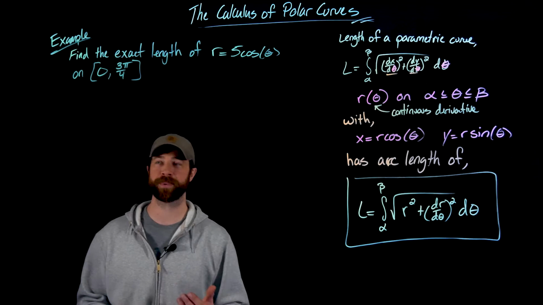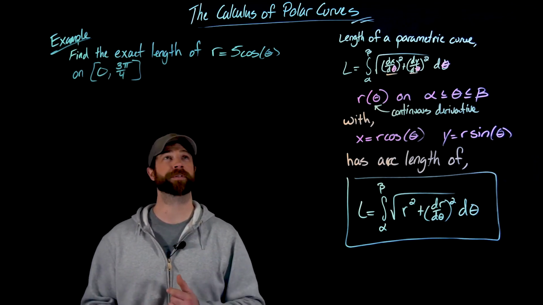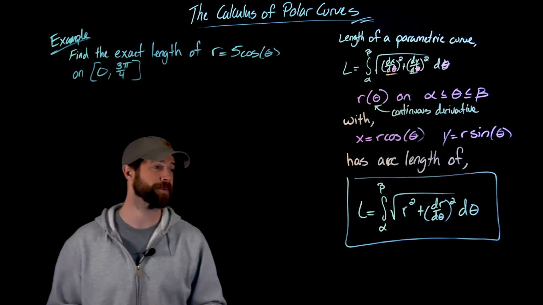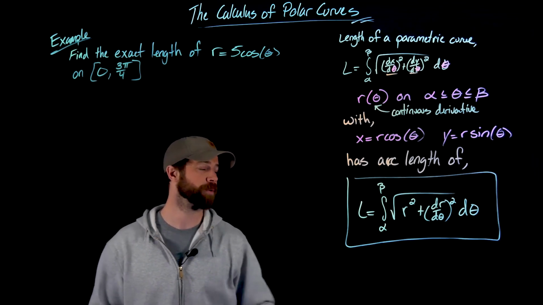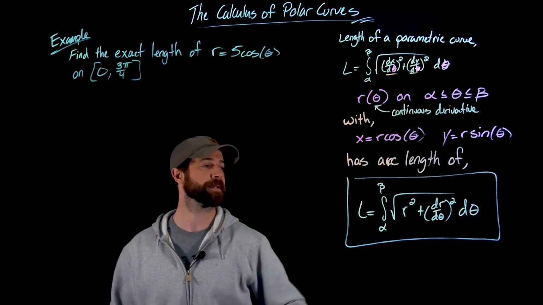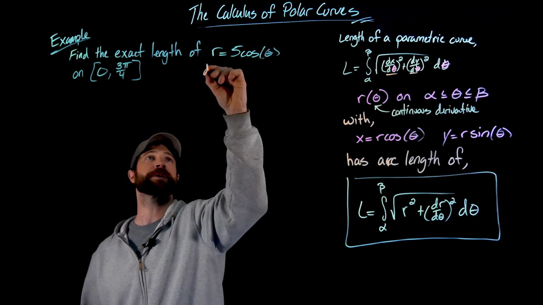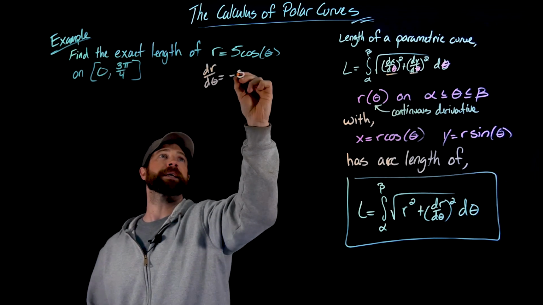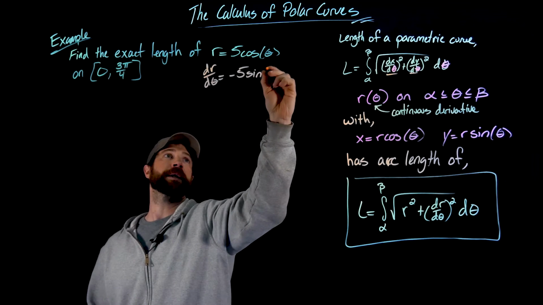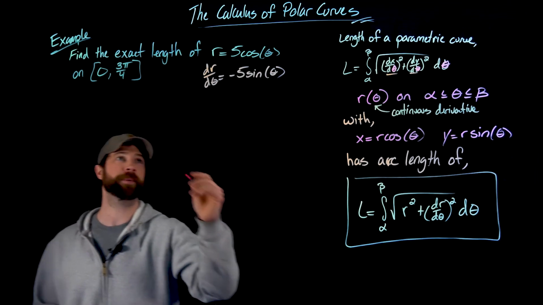All right, so let's do a couple examples. In this example here, we're going to find the exact length of r equals 5 cosine of theta on 0 to 3 pi over 4. We're going to use this. The only real work we need to do up front is to calculate this dr d theta, which just means we need to differentiate both sides of this equation with respect to theta. And we'll get, in this case, negative 5 sine of theta. Then we just put them into the formula here.